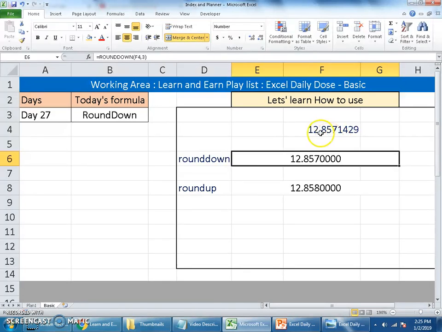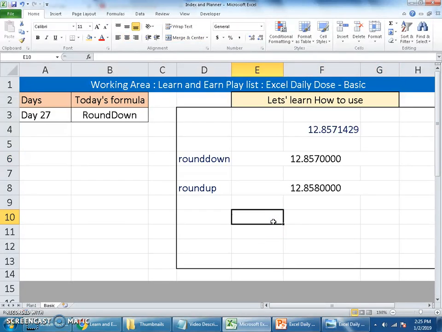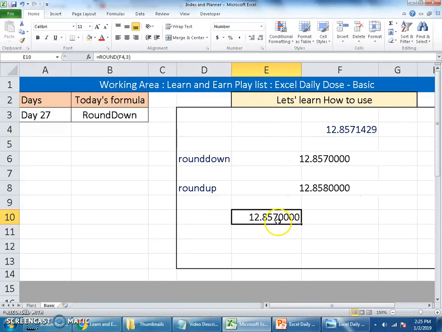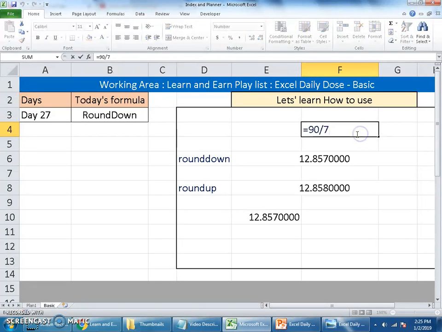or decrease it. If you ask me which is the best formula to use, use the basic one, which is round. This works as per the mathematics. It only increases if the next decimal number is 5 or more. It decreases if the next decimal number is less than 5. In this example, if I round to the third character, look at this number, 12.857.